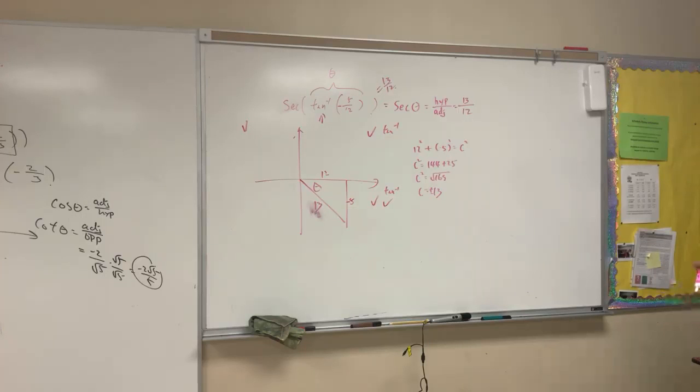You ought to figure out what is cosine of this theta. Cosine of theta is adjacent over hypotenuse. So you look at a triangle, say what is adjacent and hypotenuse is, and you get your answer.